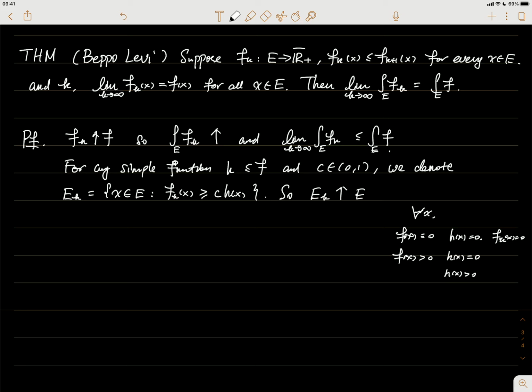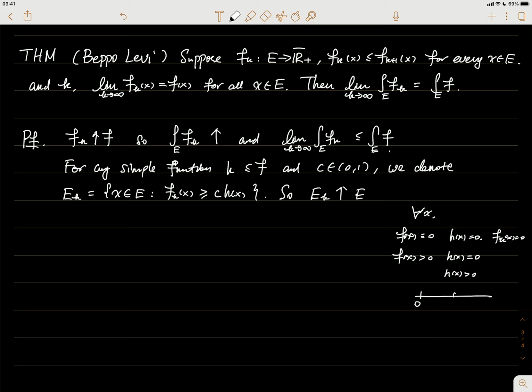So that means starting from some k, the fk of x will be bigger than 0, which will be bigger than h of x, and is also bigger than c times h of x. Right? So that means x is in the set of ek. Or if h of x is bigger than 0, then that would be the case I just mentioned.